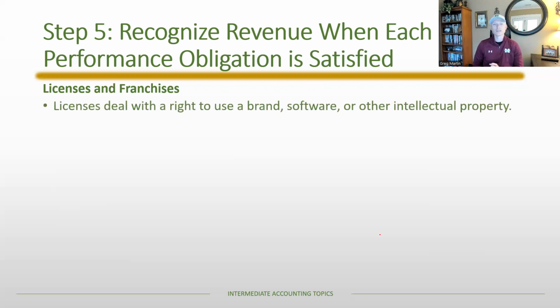Again, licenses are a right to use a brand, right to use software or other intellectual property. There are licensing agreements when it comes to all these different things, like the Adidas brand, Nike brand, whatever, with athletic teams, or somebody might want to produce clothing with the Nike swoosh on it. And so they have to get a licensing agreement in order to do that. Like Under Armour as an example.